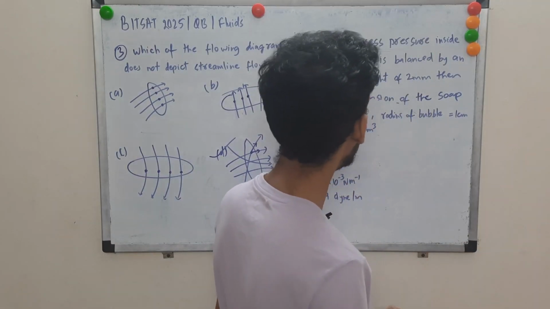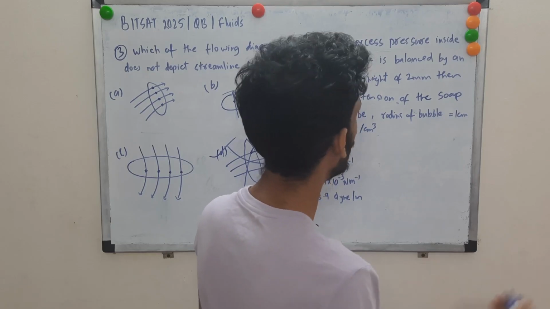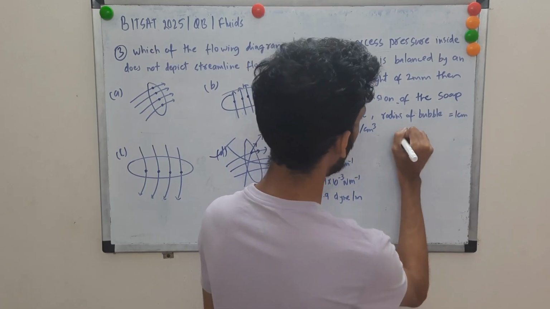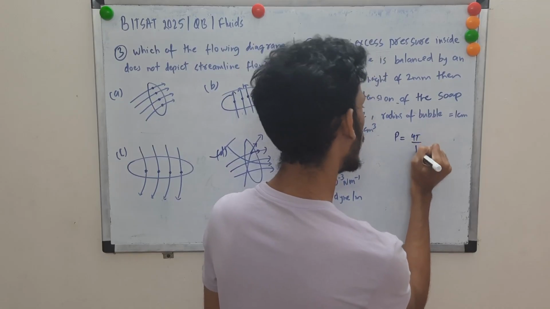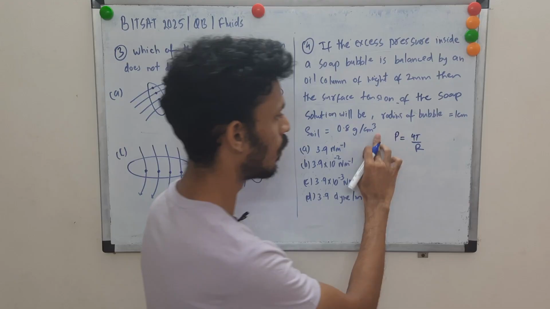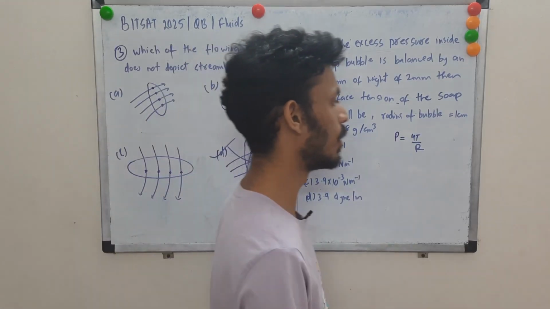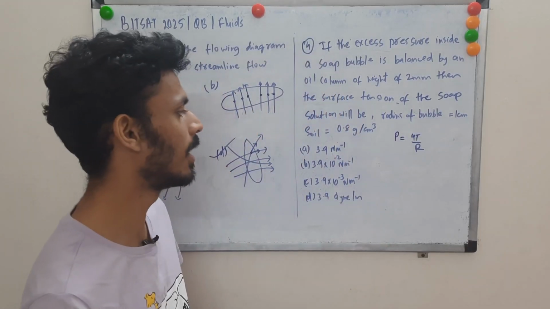Here we have the excess pressure inside due to a soap bubble. So the formula you'll know, it is 4T by R. Okay, what is the formula for excess pressure due to a water bubble? Do let me know that in the comment section.